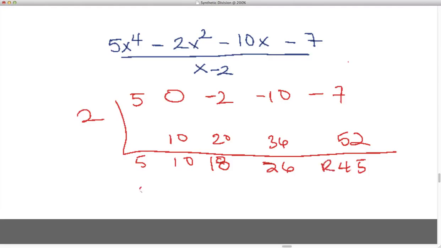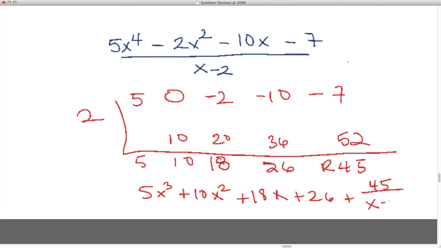So your final answer would be 5x cubed plus 10x squared plus 18x plus 26, with a remainder of 45, or you could say plus 45 over x minus 2.